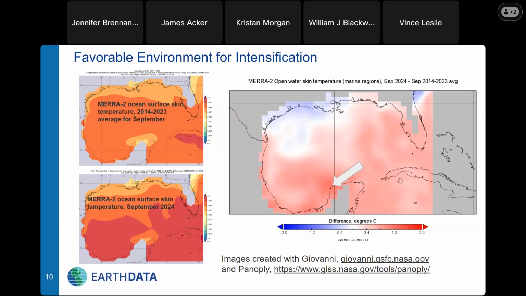And using the NASA Panoply software, I subtracted the average from the September 2024 data, and the plot you see on the right is the differences. And you can see it was significantly warmer, pretty much over the entire Gulf in September 2024, and the arrow points to where it was the warmest. And this was probably at least a degree, maybe up to 1.2 degrees centigrade warmer than the average. And this is where Milton gained its highest intensity. And that was something that was very clear in both the imagery and in the data.